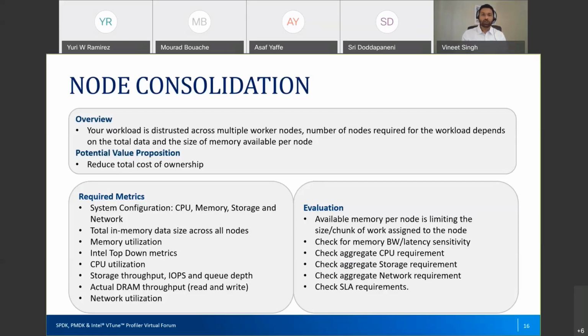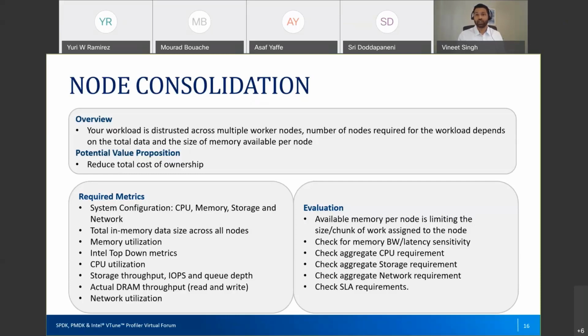So here, what you have to do is you have a bunch of nodes running the workload, pick up a subset of those nodes and collect data, basically sample out some of the nodes and collect data from them on the DRAM only nodes. And you will need extensive information about the system configuration and how each component on the system is being used. The first thing that you have to check here is whether available memory per node is limiting the amount of work that you are assigning to the node. So basically you are using more than 50% of available memory on the system.